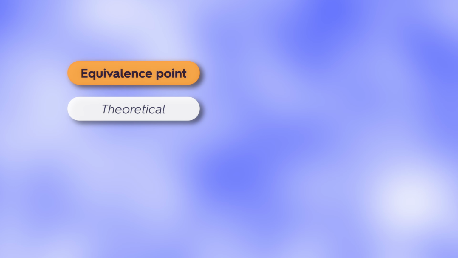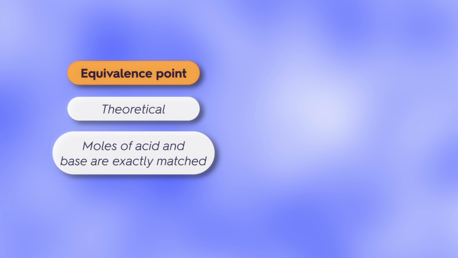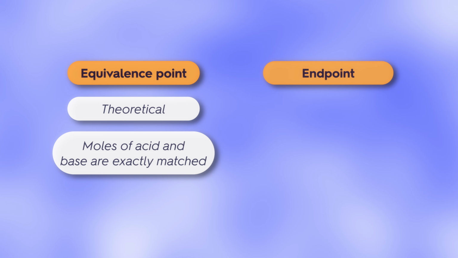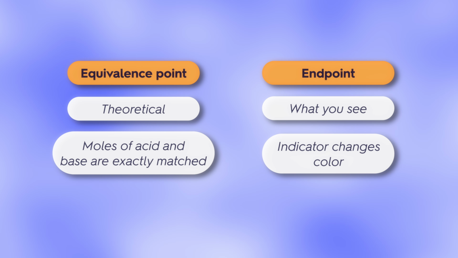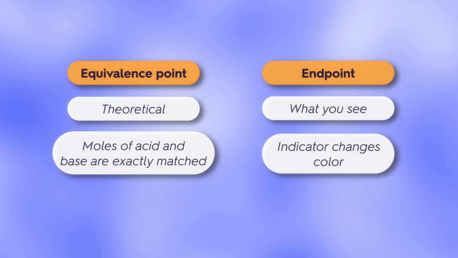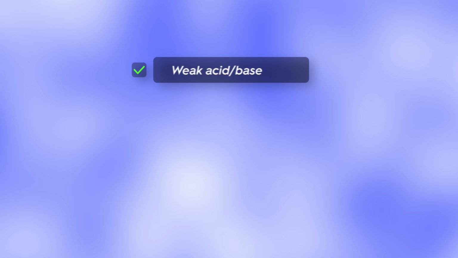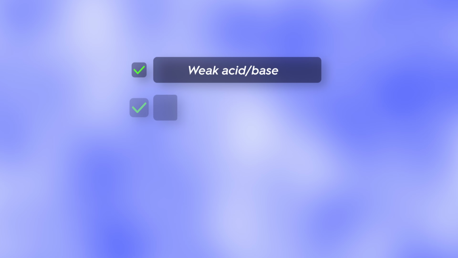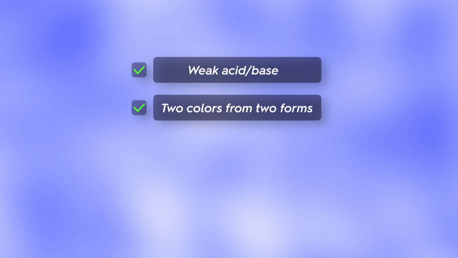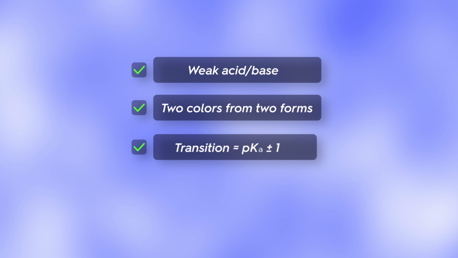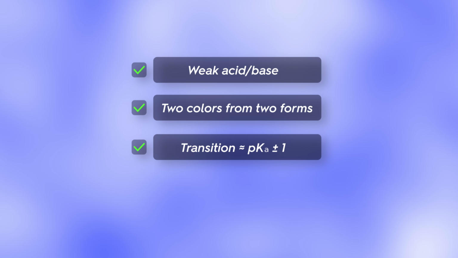However, the equivalence point is theoretical, where moles of acid and base are exactly matched. The endpoint is when your indicator changes color. Choose wisely so the endpoint is approximately equal to the equivalence point. So far we've covered that indicators are weak acids or bases. Their two forms have different colors, and the color change happens over a pH band near pKa.